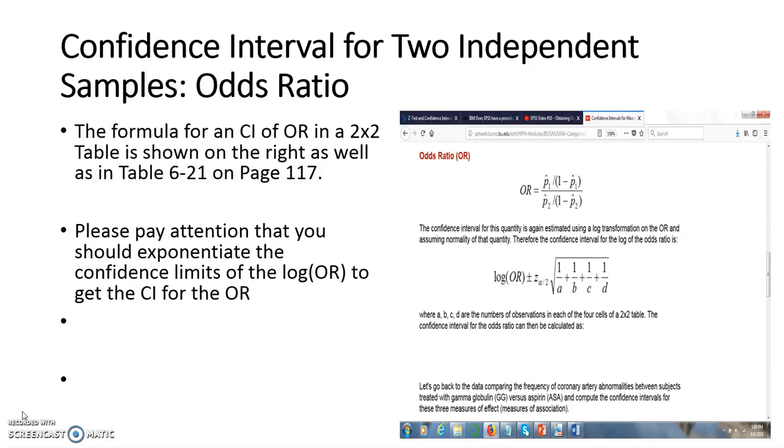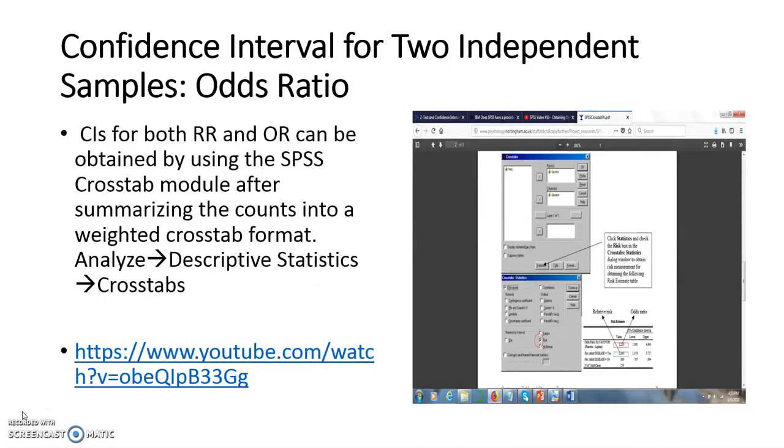And also here's a note. Please pay attention that you should exponentiate the confidence limits of the log OR to get the confidence interval for the OR. And the procedure for calculating the confidence interval for the OR is the same as that for the RR, the risk ratio. Okay, and the video is the same as well. Using the same procedure, you can get the confidence interval for both. And in this video, the steps for getting the confidence intervals are shown.